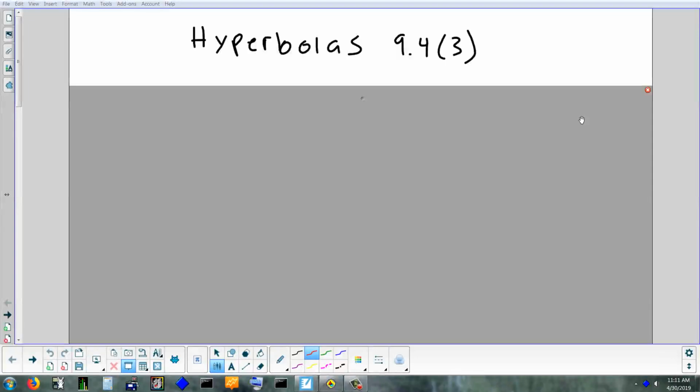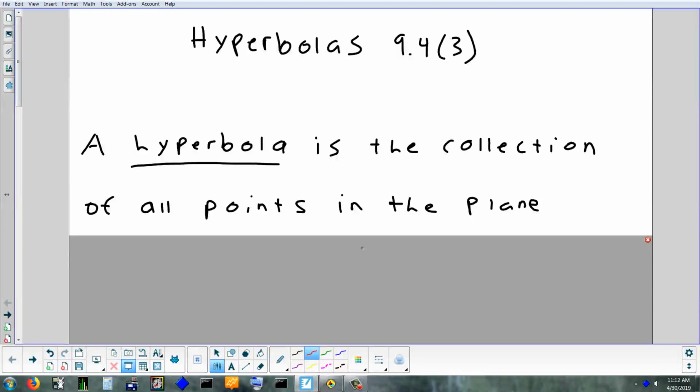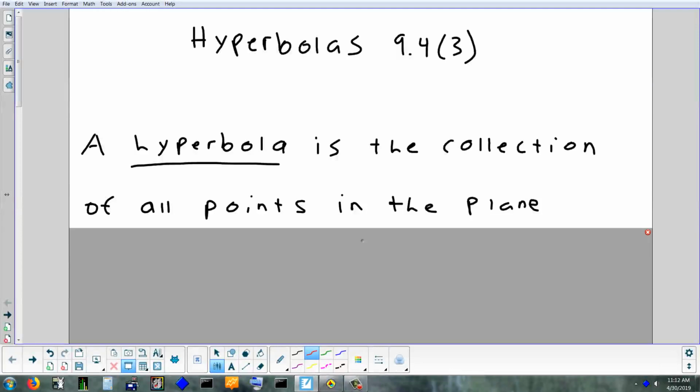Okay, so the last conic section we're going to look at is the hyperbola. We're going to start with the definition. I'll show you a picture, and then we'll go through all the vocabulary for a hyperbola. So a hyperbola, first of all, is a collection of points in the plane. That's how every conic section definition starts. A collection of points in the plane, and then there's a condition that it meets.